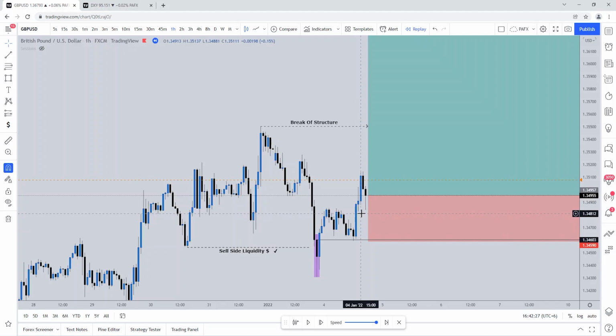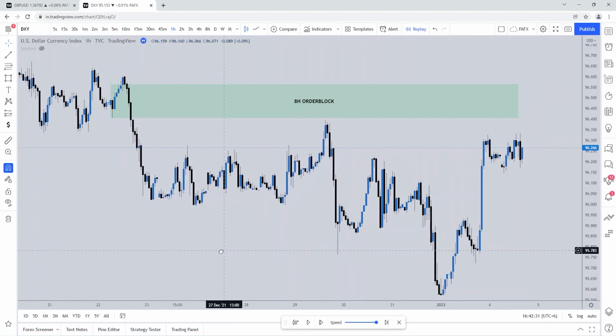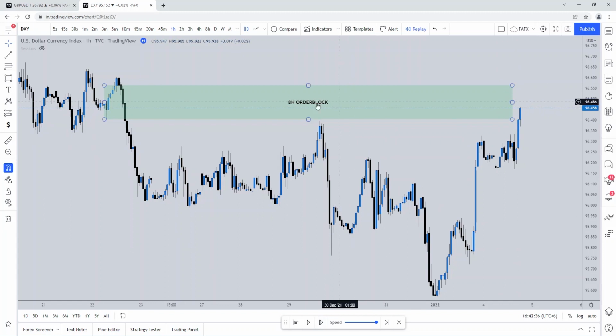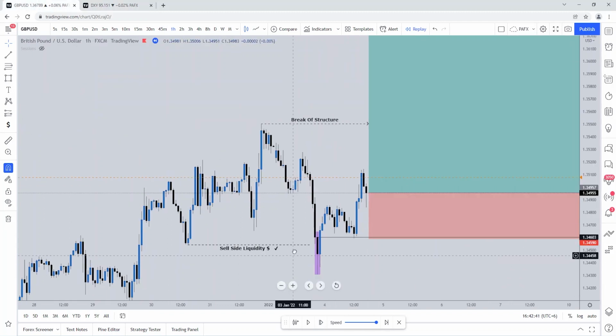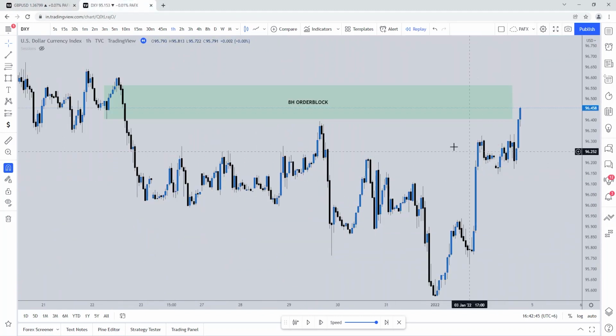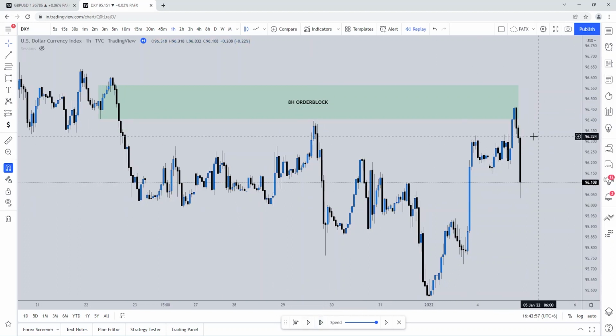Now here is what DXY is showing us. In 1 hour, DXY stop hunted this buy side liquidity, where GBP stop hunted this sell side liquidity and tapped into this 1 hour order block. Remember, DXY also did the same thing. This cleared out the buy side liquidity instead of the sell side liquidity and tapped into this higher time frame 8 hour order block. And right after that, it showed bearish presence. And this also confirms our bullish move in GBP/USD.